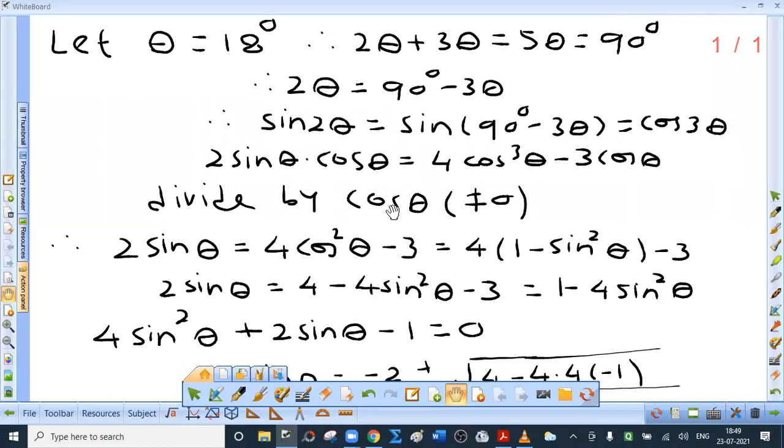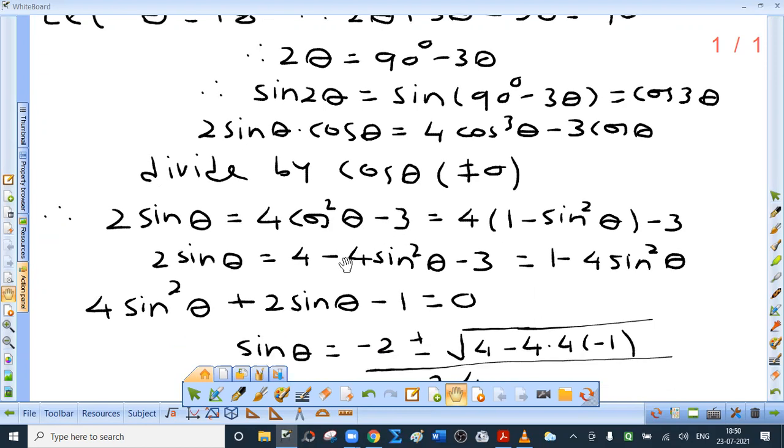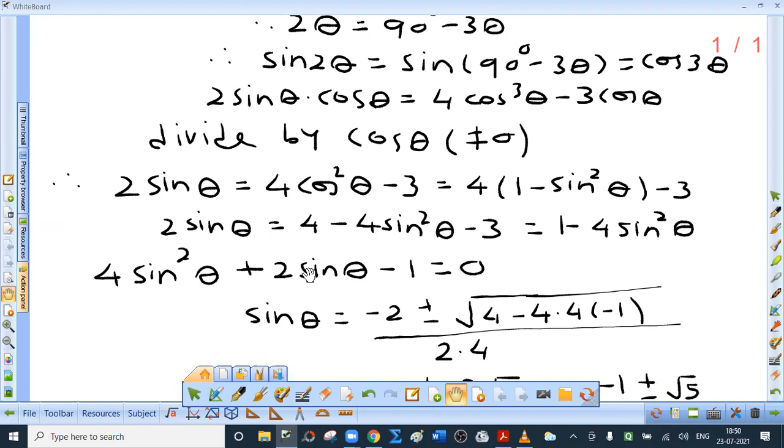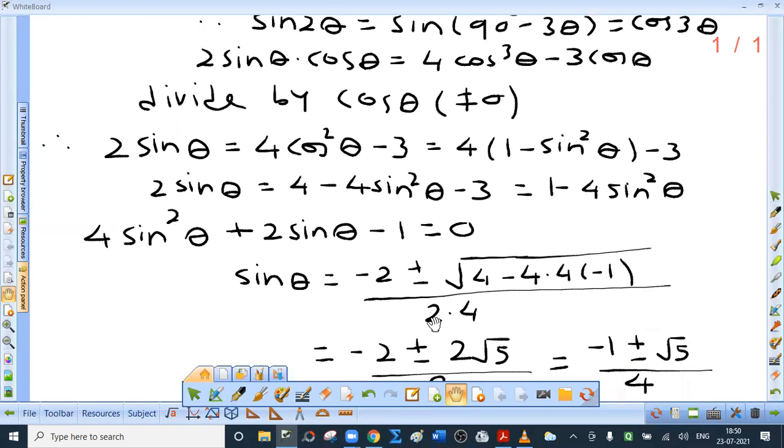Can I divide throughout by cos theta? I can, because cos theta, that is cos 18 degree, is not equal to 0. So I get 2 sine theta equal to 4 cos square theta minus 3. Cos square theta is 1 minus sine square theta. So I get a quadratic equation which cannot be solved by factorization method. So I have to use the formula. The quadratic equation is 4 sine square theta plus 2 sine theta minus 1 equal to 0. So sine theta is minus b plus minus root of b square minus 4ac upon 2a.